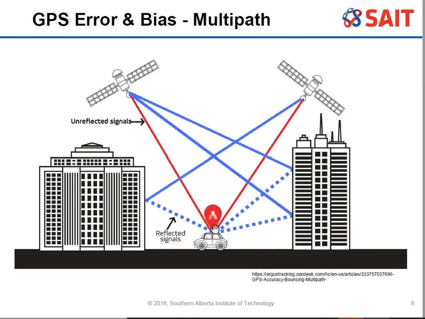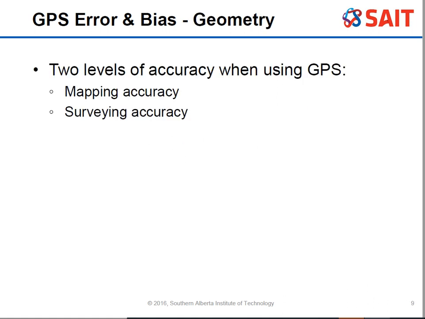So it's kind of bouncing off. It's changing the pathway of the signal. So when this receiver gets that information, it says, oh wait, actually I'm over here. No, I'm actually over here, because the path is longer than what it's supposed to be. So highly reflective surfaces are a big problem with multipath.